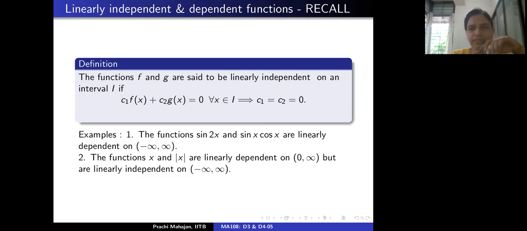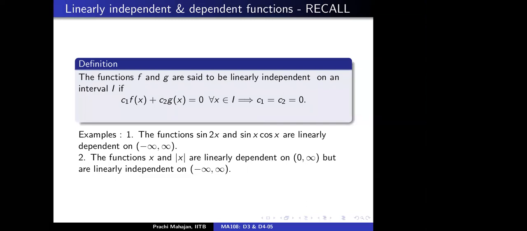Yes. So it's very important to keep track of which interval we are talking about. Another thing we should be careful about is that if f and g are linearly independent on the interval I, that means neither f nor g can be identically 0 on the interval I. This almost follows from the definition. Is that okay? Okay, all right.